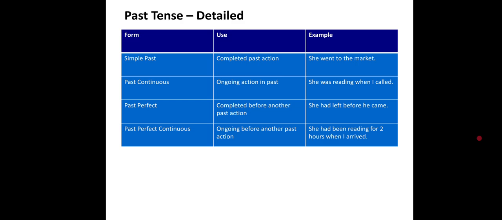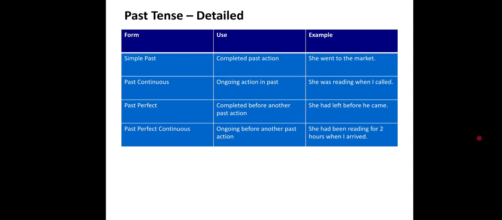Next we have past tense. It also has four forms: simple past, past continuous, past perfect, and past perfect continuous. We use simple past tense where the action finished in the past. For example, she went to the market. Next we have past continuous tense. We use it where the action was ongoing in the past. For example, she was reading when I called.